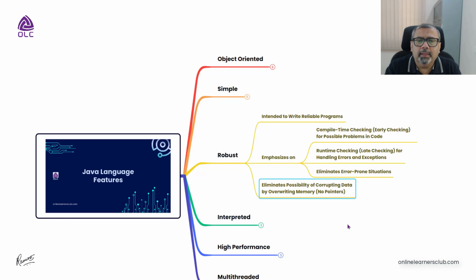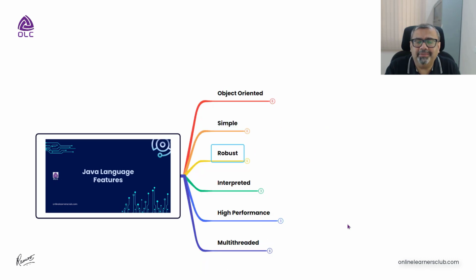Also, it is a language which eliminates the possibility of corrupting data. There are no pointers, so there is no way that one particular piece of data could be overwritten, and the chance of overwriting memory is really low. So this is another option that we can look at in Java.